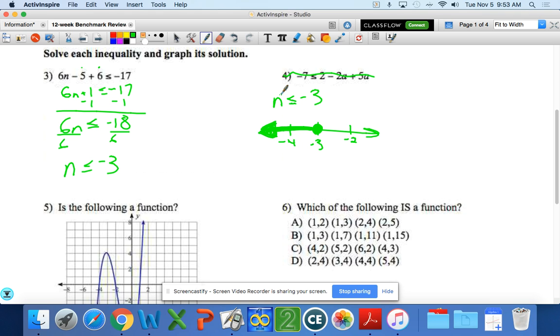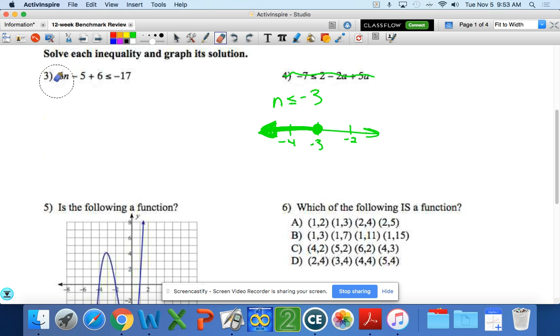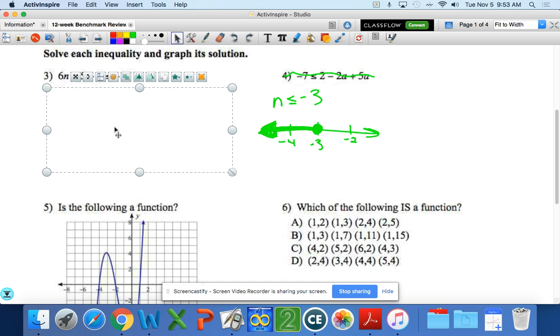Let's say you pick 0. 0 is less than negative 3. That's false. So this side that would have 0 on it should not be shaded. You can always pick a test point, all right? Let's erase this work, clear the object, and find our matching answer.